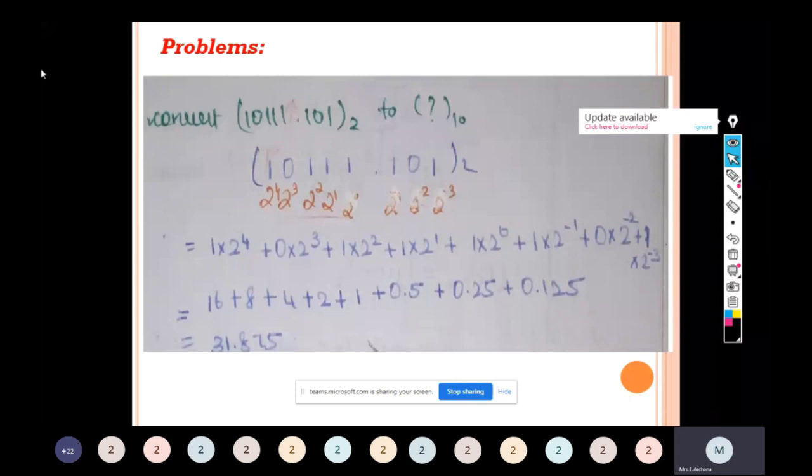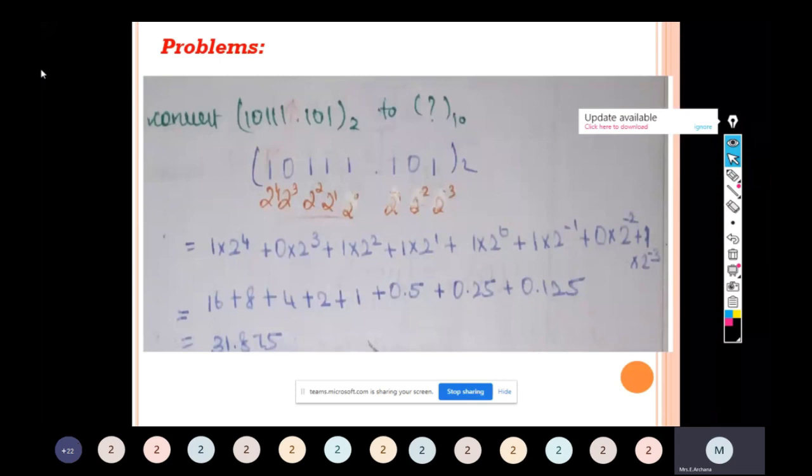Convert 1011.101 from base 2 to the decimal number system. This is the problem because the base value 2 is given in the problem, and that is going to be converted into the base value 10.